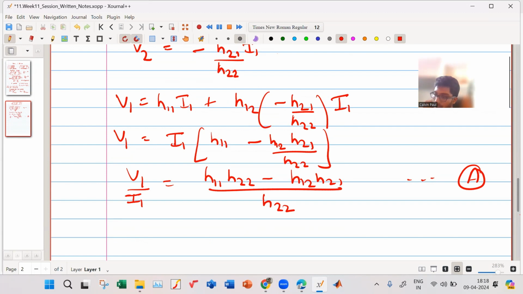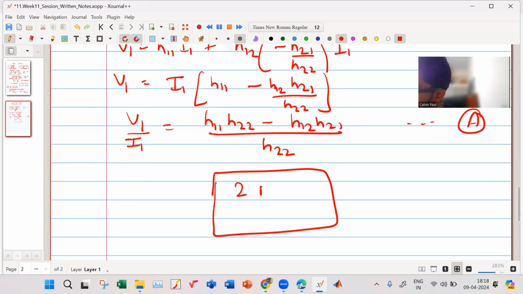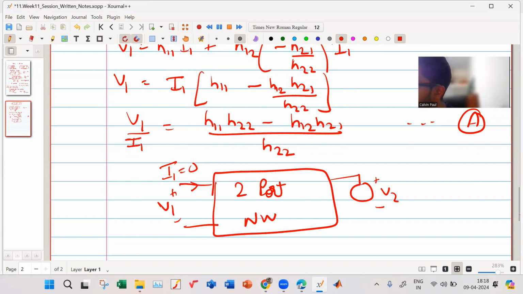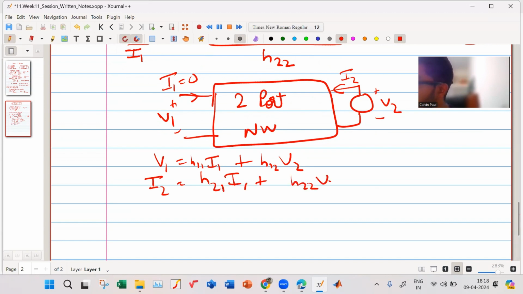Now we have found the first case, V1 upon I1. Now we have to find V2 upon I2. So again, I have my two-port network. This is left open circuit. So my I1 is equal to 0. This is my plus minus V2 and this is my I2. Okay. So we know V1 is equal to H11 I1 plus H12 V2 and my I2 is equal to H21 I1 plus H22 V2.